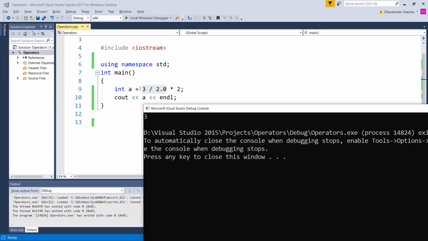Yes, sir. So there were two things to be understood. First, real literal values are always treated as double. I'll prove that a little later. And precedence of operators. If precedence is same, then associativity works. How an expression is evaluated totally depends on what kind of operands we are passing to it.